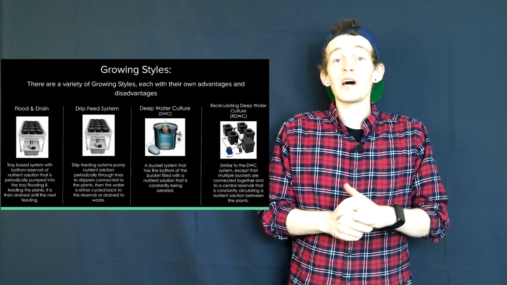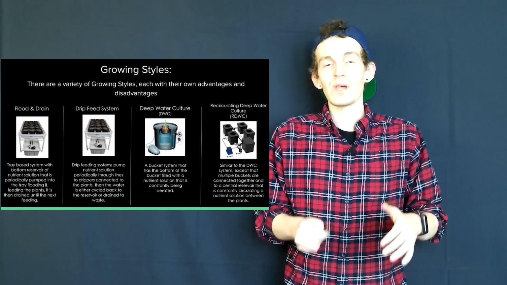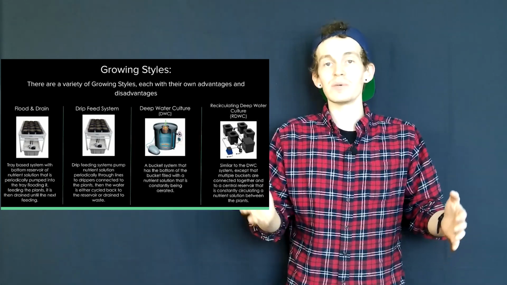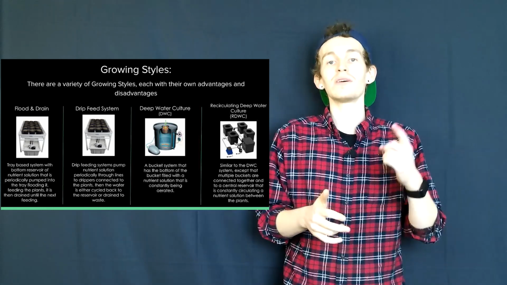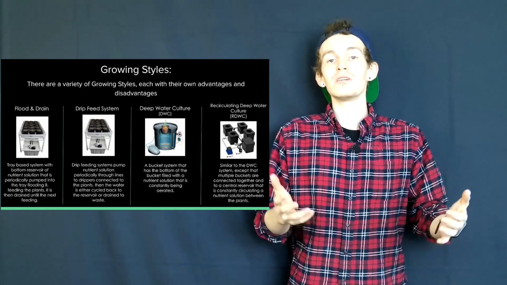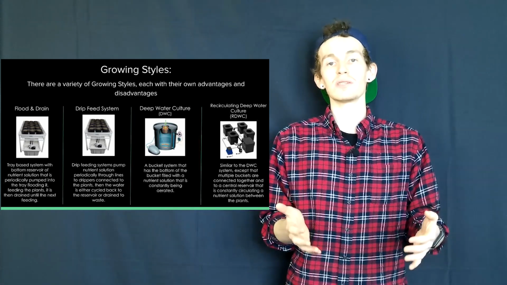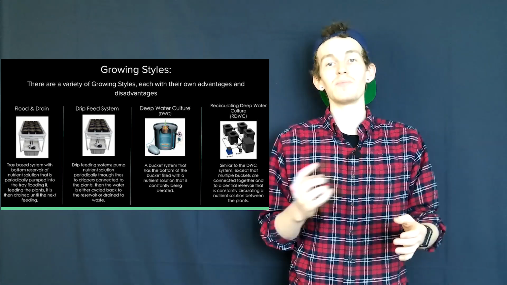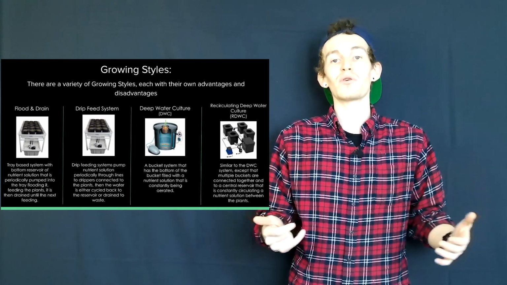From there, there's going to be the cousin of the DWC system, the recirculating DWC system. A recirculating DWC system is going to be identical in application to the DWC system except for one different component. Rather than being an individualized bucket with an individualized nutrient solution, it is going to be a series of DWC buckets that are connected together with a centralized reservoir so that it can be maintained more easily.